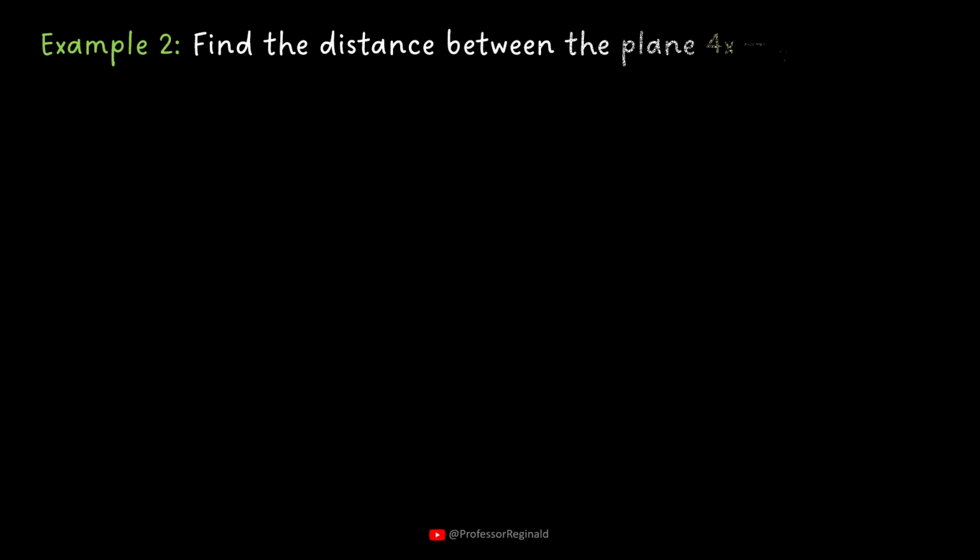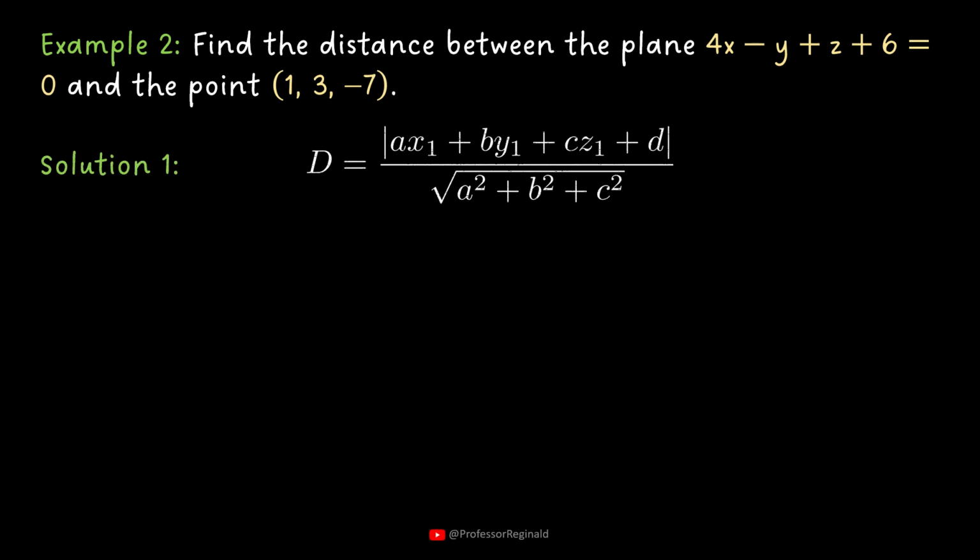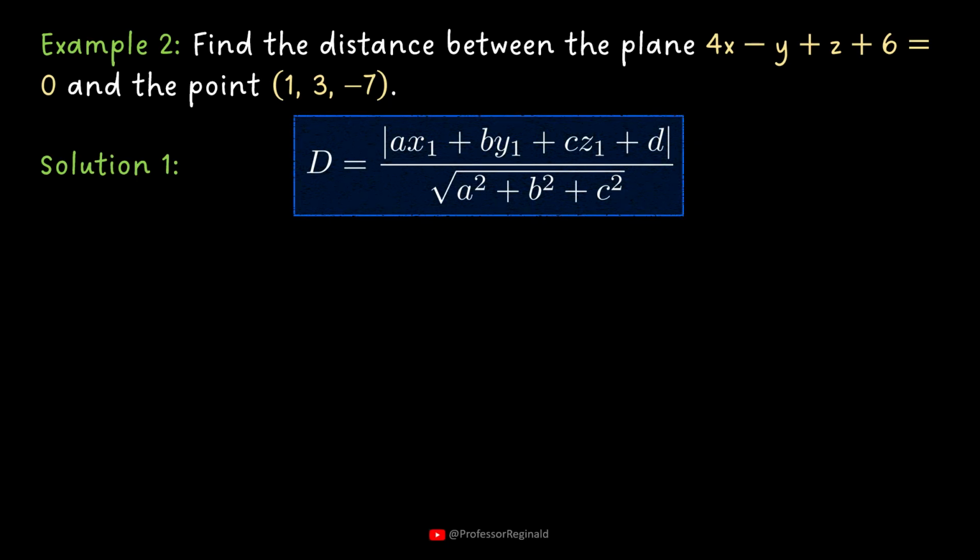Example 2. Find the distance between the plane 4x minus y plus z plus 6 equals 0 and the point 1, 3, negative 7. Solution 1. We will first use the following formula of distance. A point not in the plane is a given.